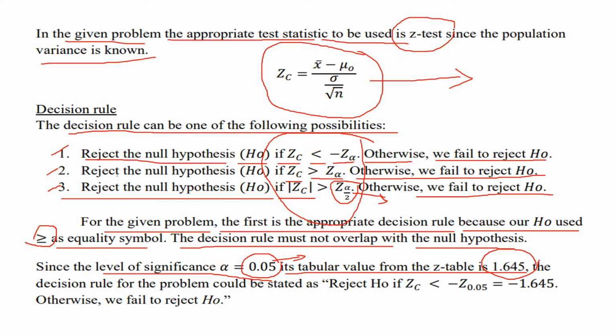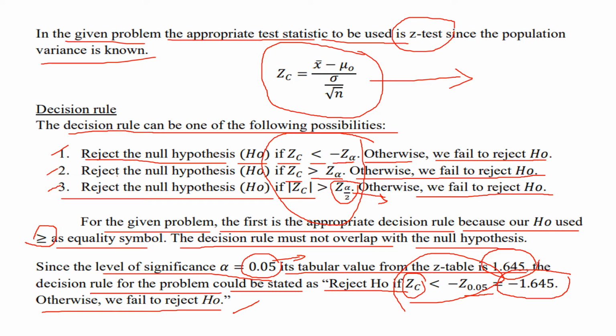Now, the decision rule for the problem could be stated as: reject H0 if your computed C is less than your negative C critical value with respect to your level of significance, which is equal to 0.05. Based on the table, it is negative 1.645. Otherwise, we fail to reject your H0. So we need to satisfy this condition for us to reject your null hypothesis.